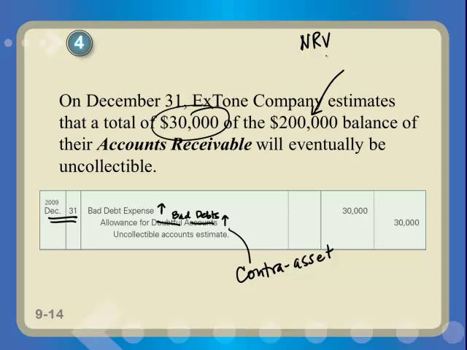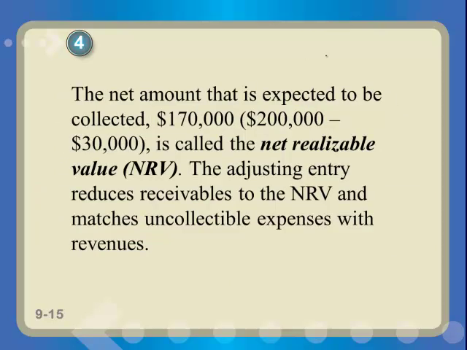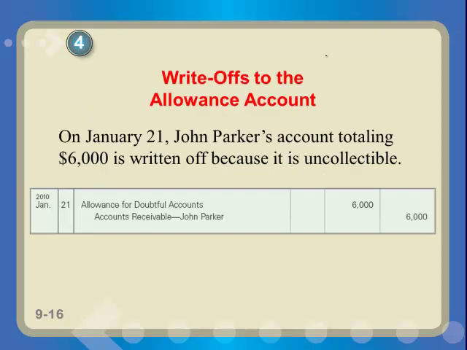And that's what I just said. The net amount expected to be collected is 170, and that's the NRV. And it's going to be on our balance sheet, and we'll look at a balance sheet in a minute.